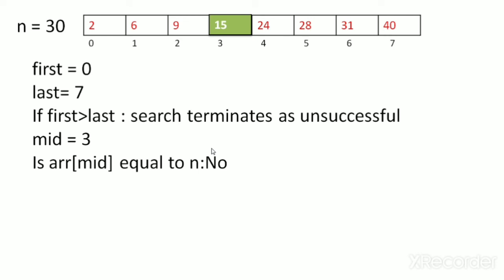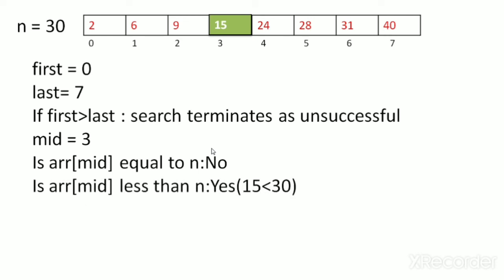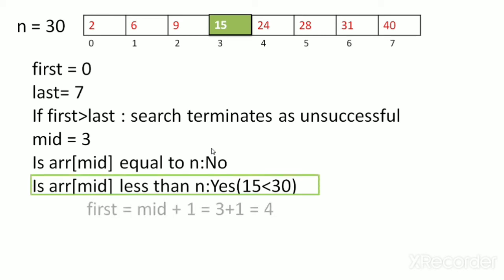So mid is 3, so it again checks 3 conditions. If mid is equal to n, no, that's not true. If mid is less than n, yes, 15 is less than 30. So if mid is less than the searching number, then we have to increase the first element. Since we have to move in this direction, first was 0, so we increase it to 3 plus 1, so that our scope of search will be this. Now let's continue.